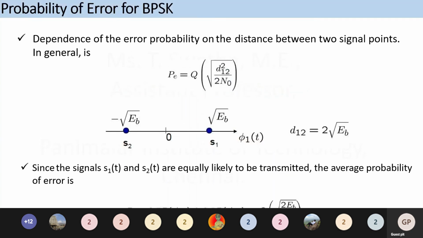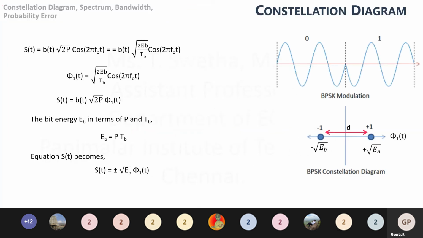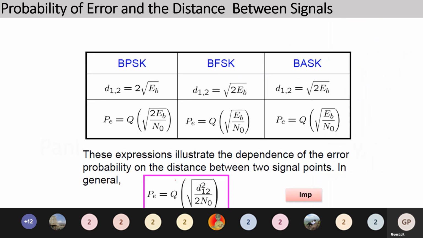So in the power spectrum, the probability of error will vary here. The value will be 2Eb here. In BPSK and BFSK we got Eb by 2N0, so here it will differ for BPSK. As you can see, the constellation diagram and the energy waveform for it.